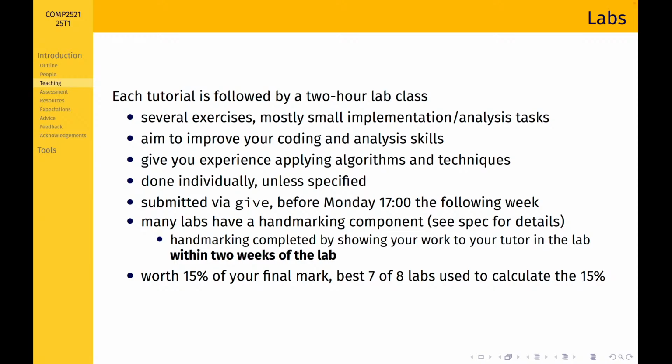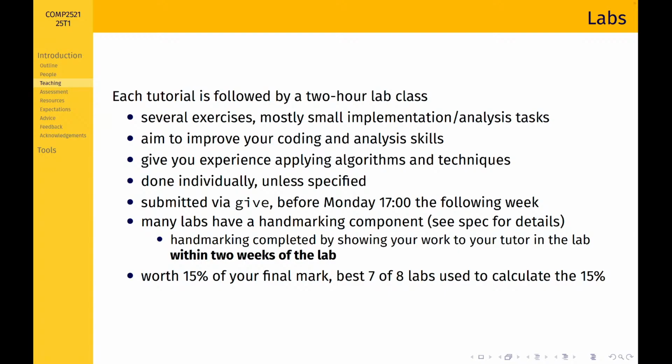And if you have trouble, there will be help sessions starting from week 2. So there will be plenty of help available. The lab exercises need to be submitted via Give. In 1511, you would have used Give to submit your labs. Also submit your lab exercises here using Give. The deadline is Monday, 5 p.m. of the following week. So this week's lab is due Monday, 5 p.m. next week.